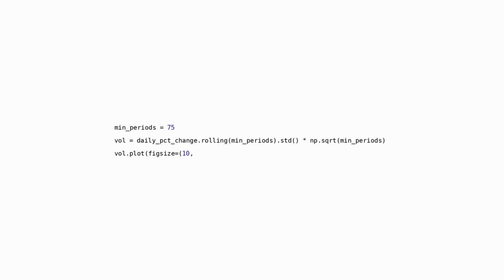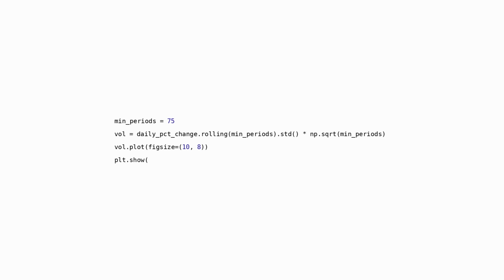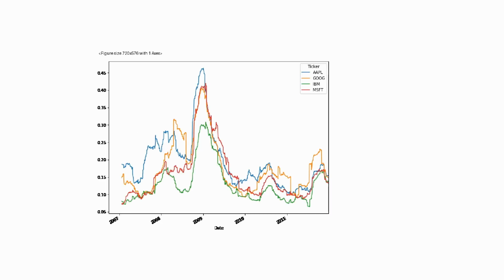This Python code calculates and plots the rolling volatility of a financial asset by using the asset's daily percentage change in price. The code sets a variable for the number of trading days to be considered for the rolling calculation, typically a quarter of a year. Using this value, it calculates the rolling standard deviation and annualizes it by multiplying it by the square root of the number of trading days. The resulting annualized volatility is then plotted with the specified figure size. The plot is displayed using the matplotlib pyplot module.